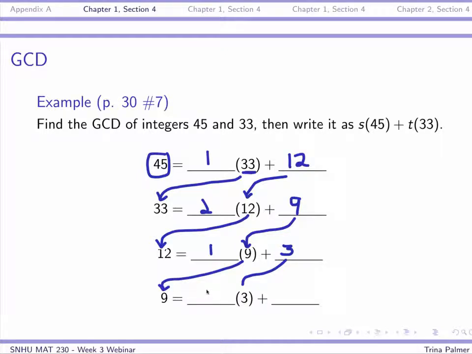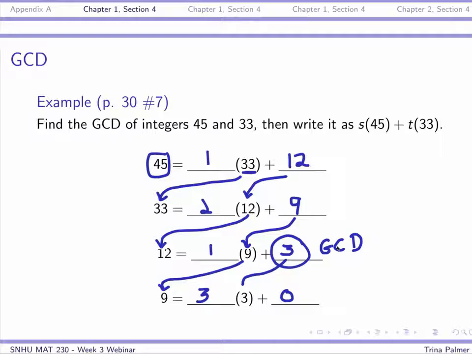And then 3 goes into 9 three times, remainder is 0. So you stop when you hit a remainder of 0, and the remainder above the 0 is your GCD. So the biggest value that goes into both 45 and 33 is 3. So that's just finding the GCD.